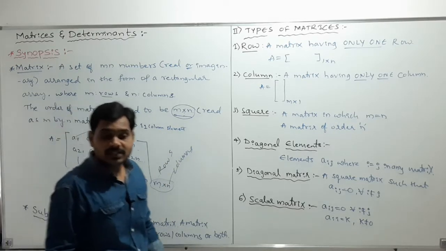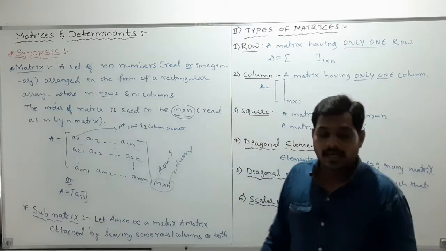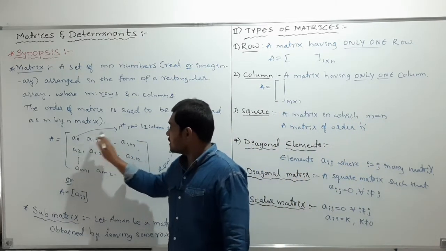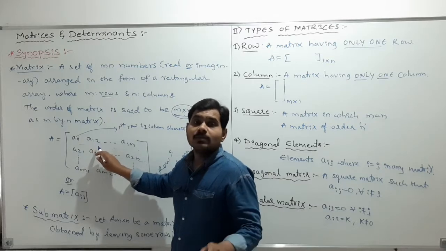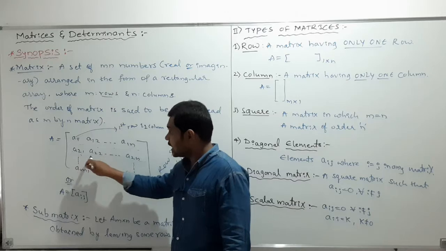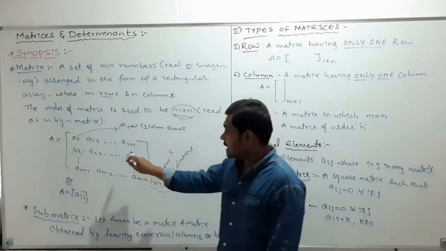First row, first column element we can call A11, my dear students. Clear? A12 means the first row, second column element. So A21 means the second row, first column element. Like this we will write.